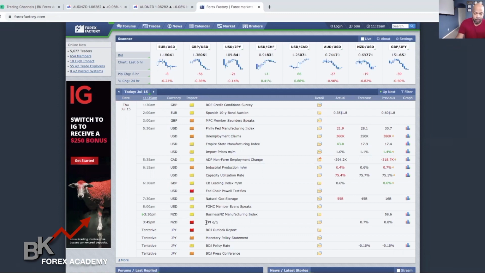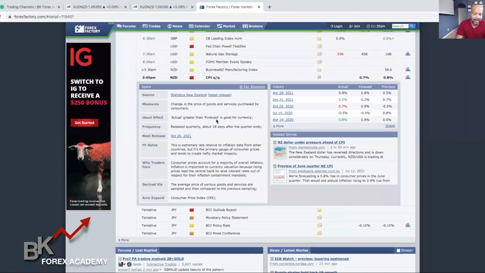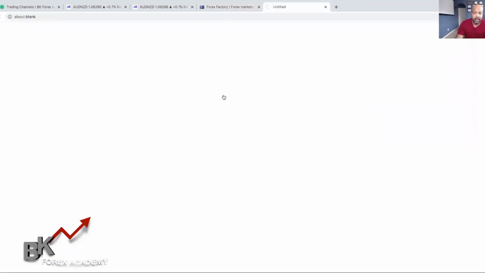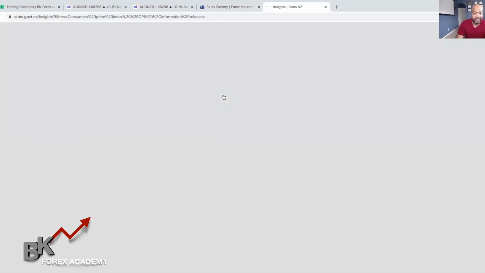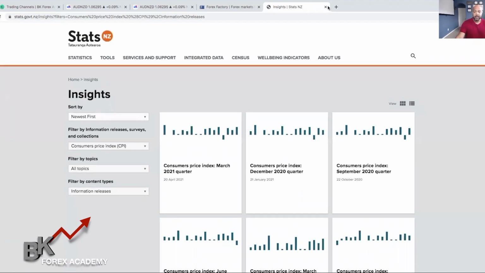Now for the CPI report, it's usually under the red or the orange. And like here, we see a CPI report, but this is for New Zealand, or it affects the New Zealand dollar. So we will go to this folder here, which is under the detail tab. We will click on it, and it's just going to give us some information as to why it's high impact and even about the CPI report. The source for New Zealand is Statistics New Zealand. Okay, it gives us the latest release for the CPI report and how it's significant to your trading and how it can impact your trading. It will give you details there.